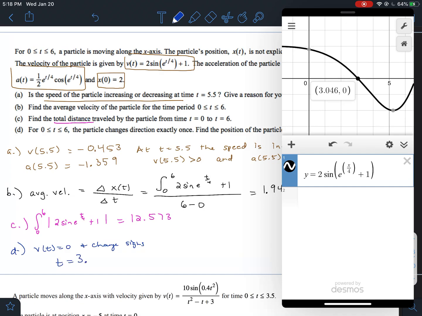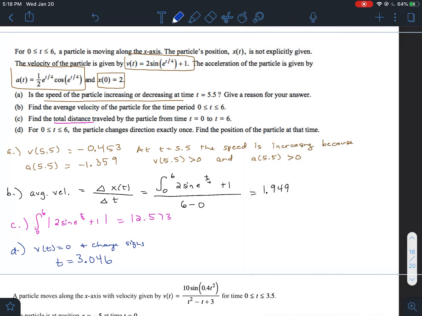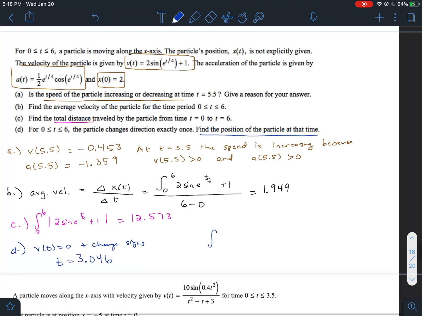So that's going to happen at t equals 3.046 from the graph. So that's the time at which the velocity is equal to 0 and changes sign. So that's when the particle changes directions. It changes directions at 3.046. We want to know what the displacement of the particle is at that time. Well, to find its displacement, we integrate between 0 and 3.046, and then we're going to integrate the velocity function, 2 sine e to the t over 4 plus 1 dt. And that's going to be how far the particle traveled between 0 seconds and 3.046 seconds.